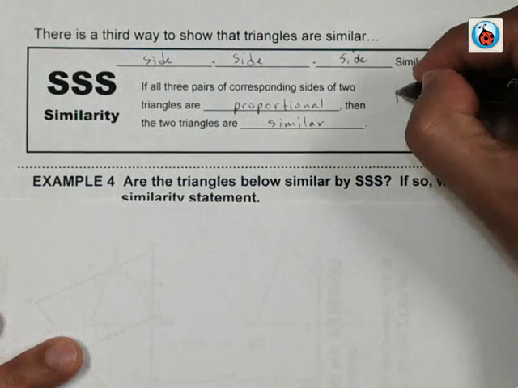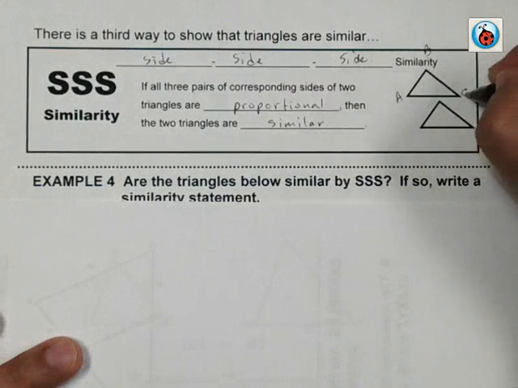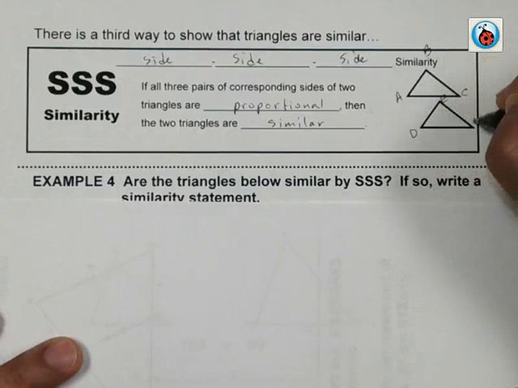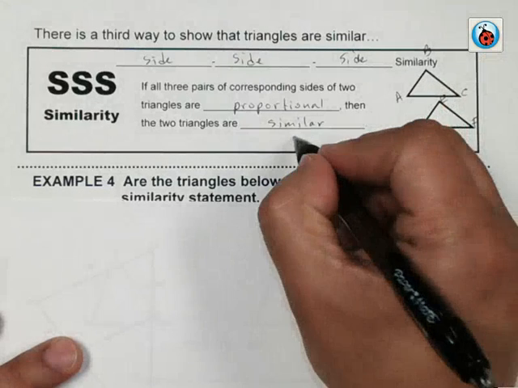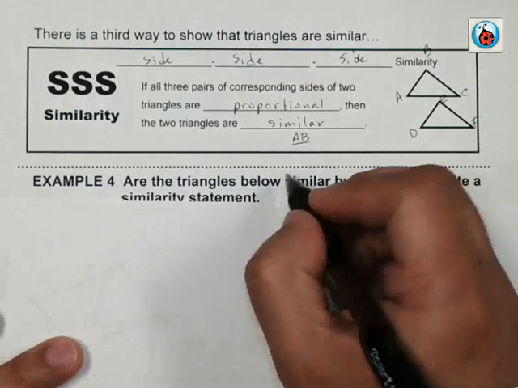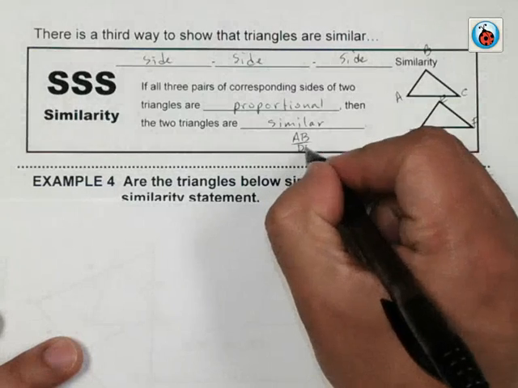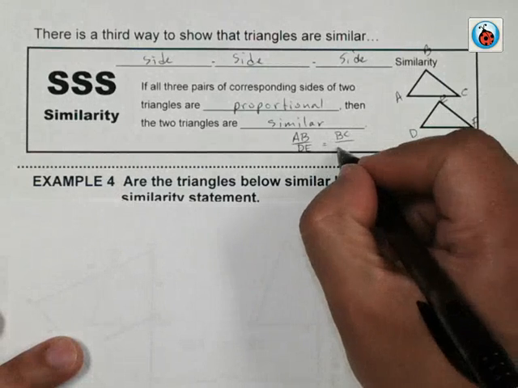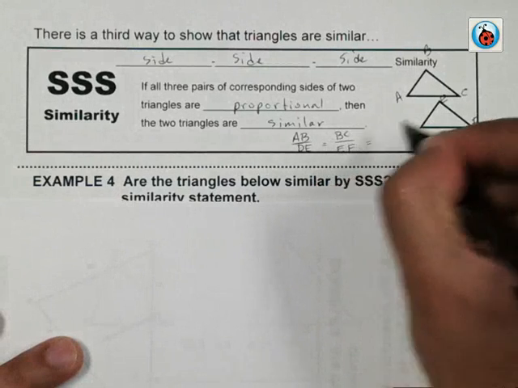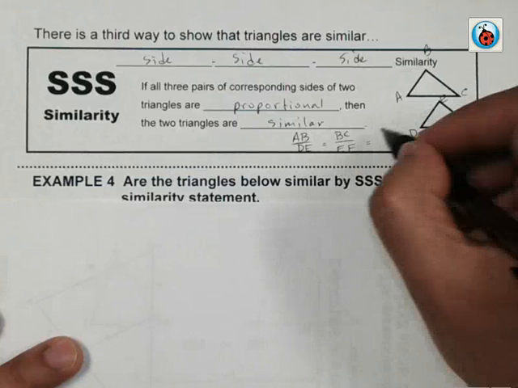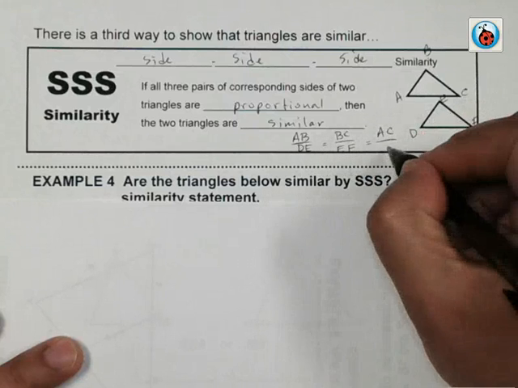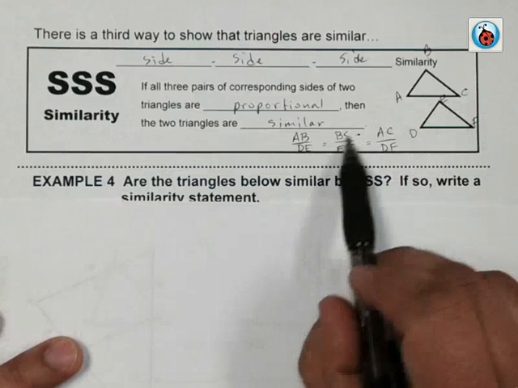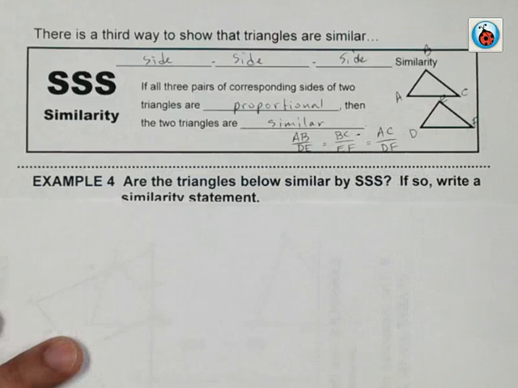Okay, so if I go A, B, C, and D, E, F, if the ratio of AB over DE is equal to the ratio of BC over EF, and the third one would be AC over DF. If the ratio of these three are the same, then the triangle, excuse me, is similar.